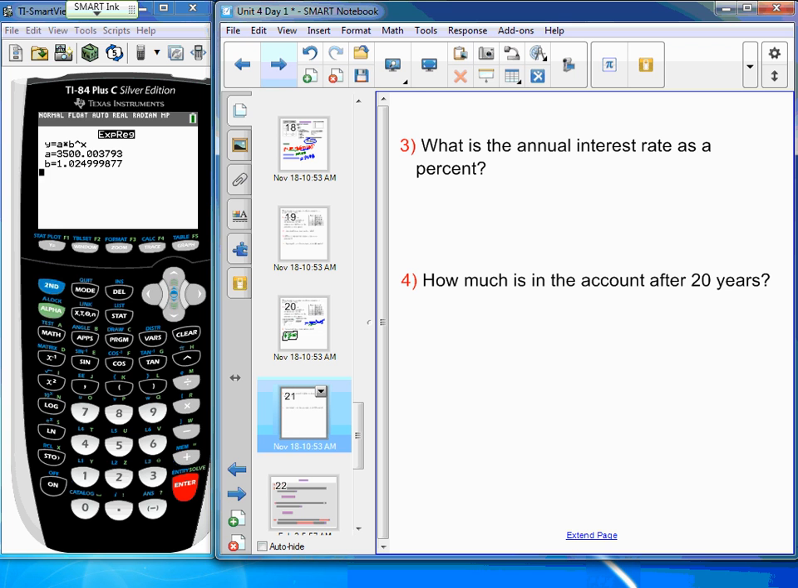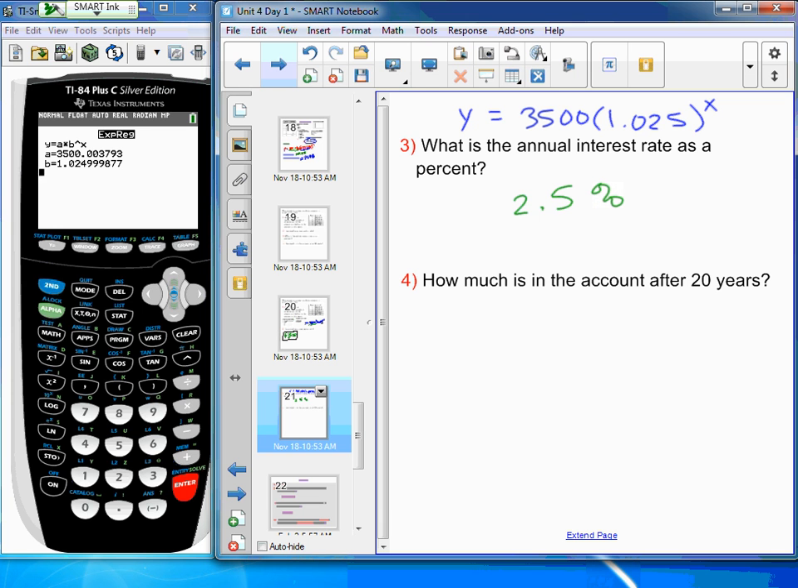What's the annual interest rate as a percent? Well, recall my equation was y equals 3,500 times 1.025 to the x. Is my base b greater or smaller than 1? Well, it's greater. By how much? 0.025, which is indicating what percent increase? Looks like 2.5. And so this is 2.5% greater than 100%. We get that by taking the difference between my base b, the percent remaining, and 100%. So that looks like 2.5% greater than.